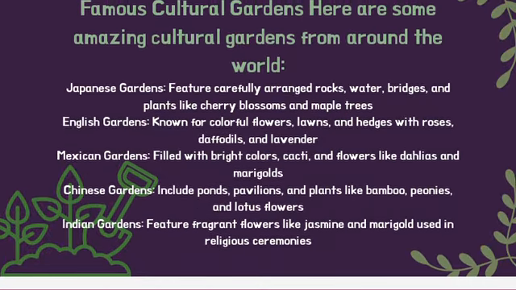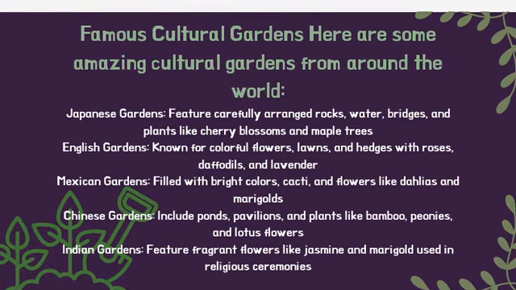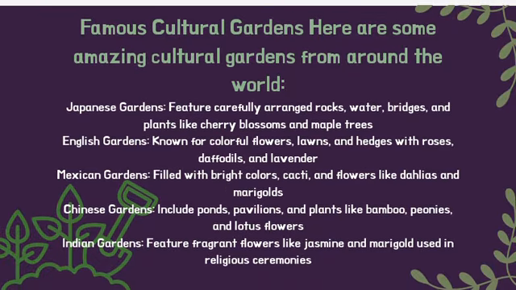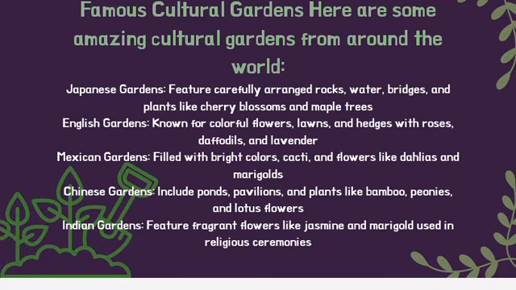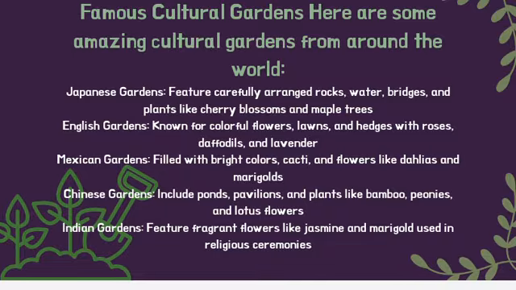Now, if you struggle to find a couple of examples, we have some listed here. So here are some famous cultural gardens from around the world. So we have Japanese gardens. So they feature carefully arranged rocks, water bridges, and plants like cherry blossoms and maple trees. Next, we have English gardens, which are known for the colorful flowers, lawns, and hedges with roses, daffodils, and lavender.